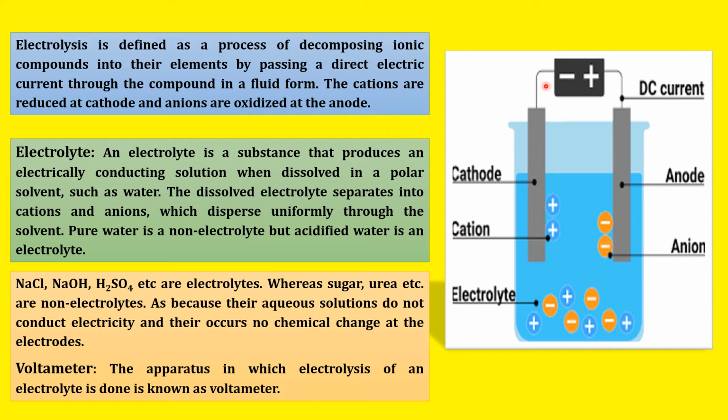You just see that diagram first. You will understand better. First of all, I am talking about this container which has been taken for the process of electrolysis. This container is called voltameter. You can see here it has been written, voltameter is the apparatus in which electrolysis of an electrolyte is done. So this container is called voltameter.